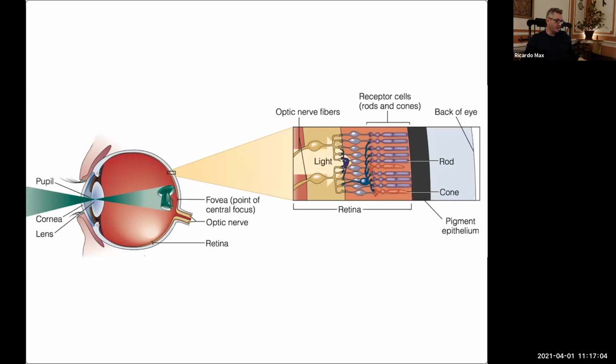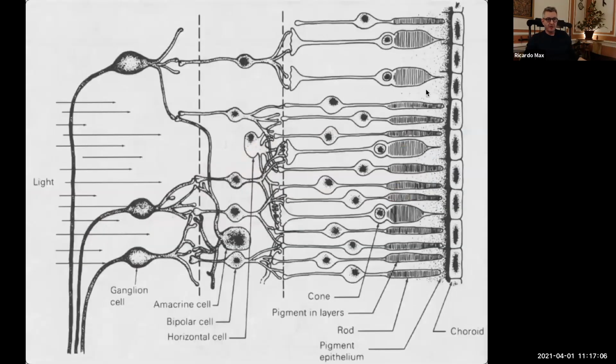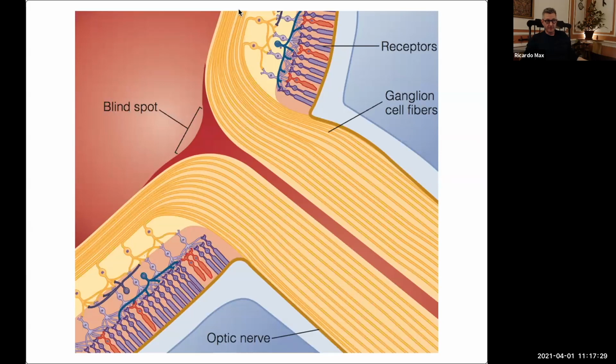They continue. So this is another picture. Here are our photoreceptors. This is the retina. The light comes from here, bounces back on the epithelium, reaches there, and then the receptors send through the amacrine and reach the ganglion cells. And the ganglion cells send those long axons to the optic nerve.